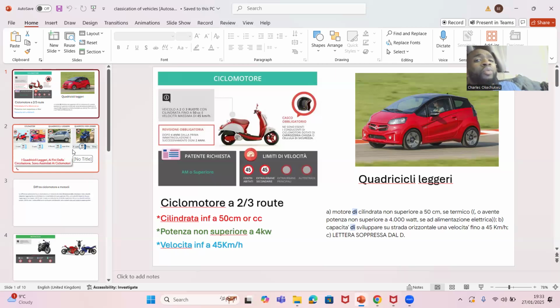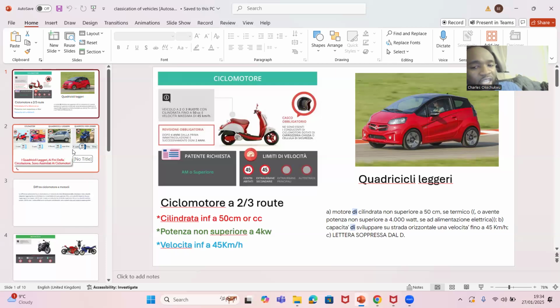Now, for us to understand ciclomotore very well, we need to understand their characteristics. The first characteristic of ciclomotore is that their cylinder is inferior to 50 cubic centimeters. Some quizzes call it motore termico fino a 50 cc. Is it clear? 50 centimeters cubed. Their cylinder is inferior; some quizzes will tell you fino a, some will tell you non superiore. Second characteristic: their potenza is never more than 4 kilowatts. We get 2 wheels or 3 wheels. Their speed is inferior to 45 kilometers per hour.